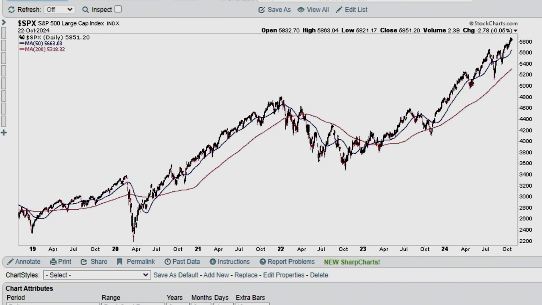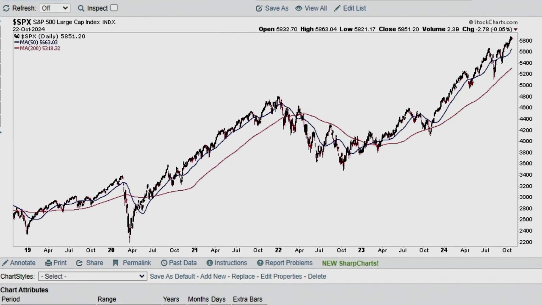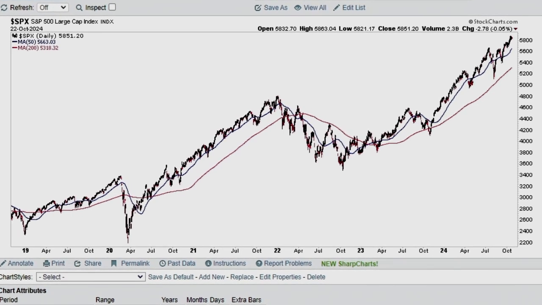So now, in this chart, the blue line is the 50-day, the red line is the 200-day. You'll note that there are plenty of times that the market has reverted back to and beyond the 200-day moving average. What's important to note is when the market begins to trade below the 200-day moving average.